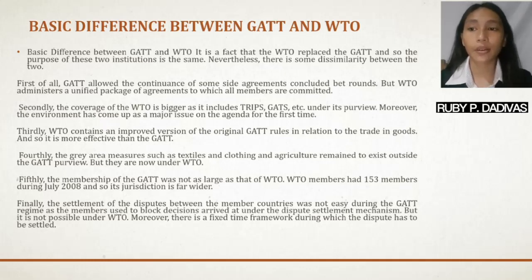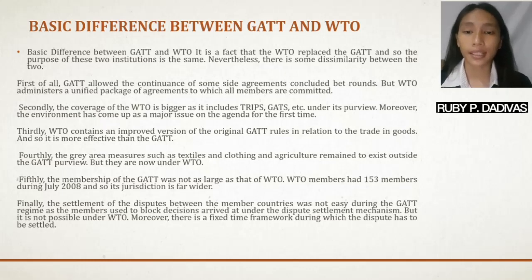And the second one is that the World Trade Organization's scope is also broader than the GATT. It covers trade in services, intellectual property, and other areas that were not included in GATT. Additionally, the World Trade Organization has made environmental issues a priority for the first time, recognizing that trade and environment are closely linked. Another difference between the two organizations is the improved version of the original GATT rules in relation to trade in goods. The World Trade Organization has more effective rules for trade in goods, making it a more robust institution. Next, textiles and clothing, as well as agriculture, were outside the purview of GATT, but they are now covered by the World Trade Organization. This means that the World Trade Organization has a wider scope than the GATT.